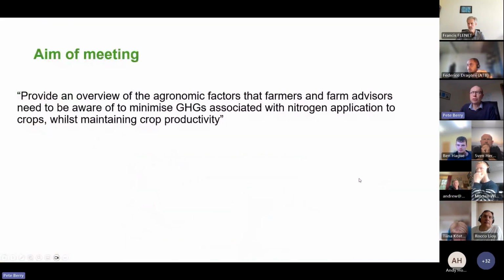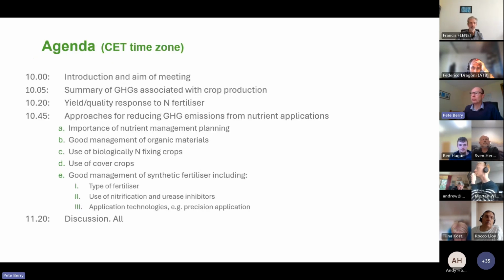So the aim of our meeting is to provide an overview of the agronomic factors that farmers and farm advisors need to be aware of to minimise greenhouse gas emissions associated with nitrogen application to crops. And importantly, we want to achieve this whilst at least maintaining our crop productivity. So it's a real challenge. We have a number of experts with us to help give the background to this.